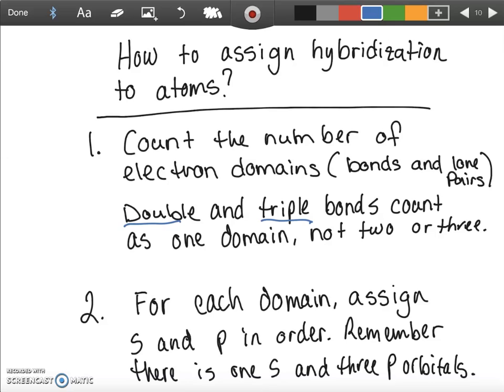So if you see a double or triple bond somewhere, you're not going to count 2 domains for a double bond or 3 domains for a triple bond. That whole double bond or whole triple bond is counted as one bonded domain, and we'll go over an example of what that looks like. Once you have counted all of your domains, you're then going to assign the s and the p's in order, and I'll show you what that looks like on the next slide.